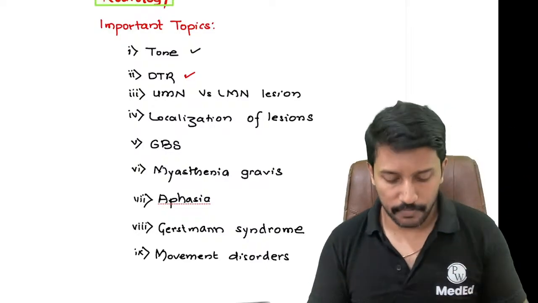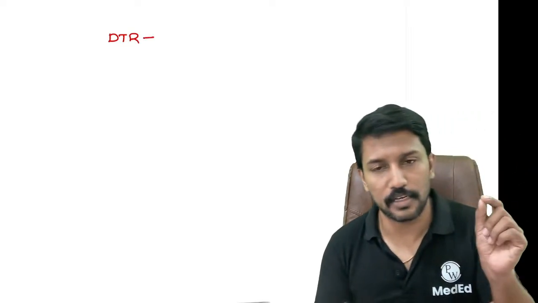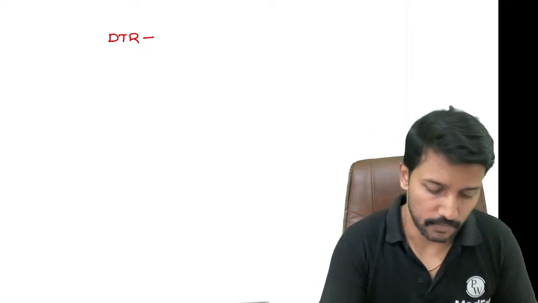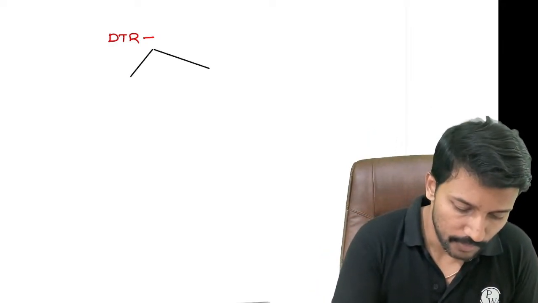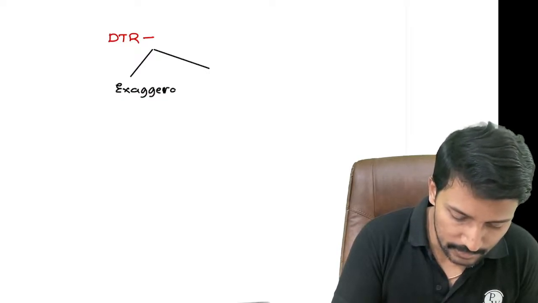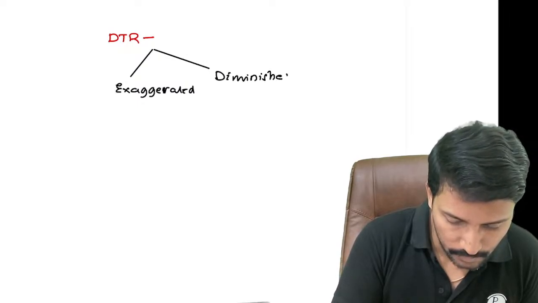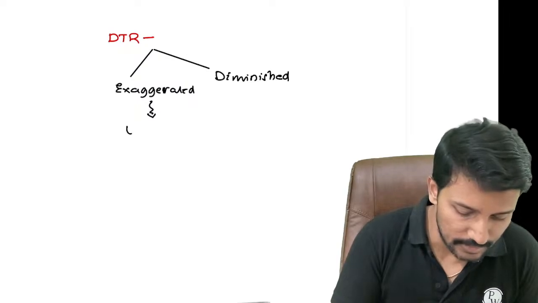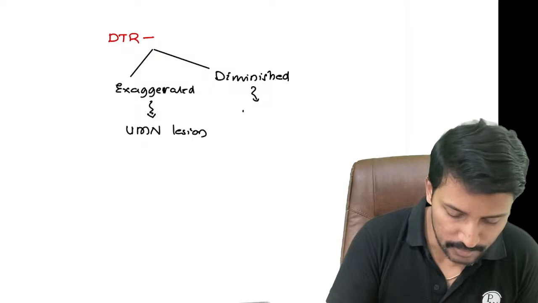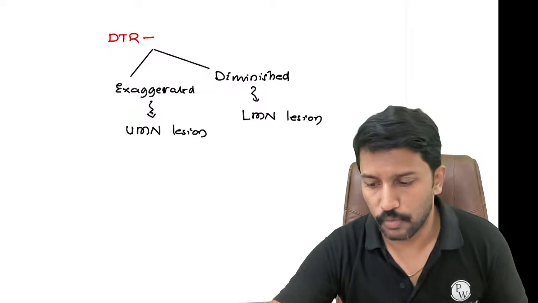Deep tendon reflexes, let me address it. We have just learned about the reflex. A reflex has a sensory neuron, a lower motor neuron and an interneuron. The reflexes happen at the spinal level. Deep tendon reflexes can either be exaggerated, in other words brisk, or diminished. The exaggerated deep tendon reflex indicates that there is damage to the upper motor neuron, and diminished deep tendon reflexes indicate that there is damage to the lower motor neuron.